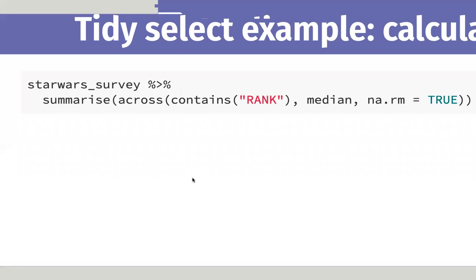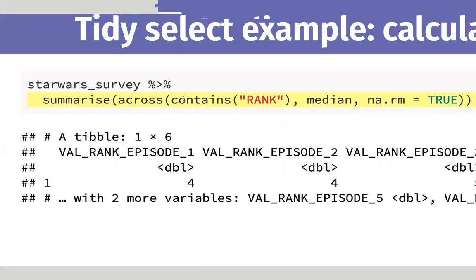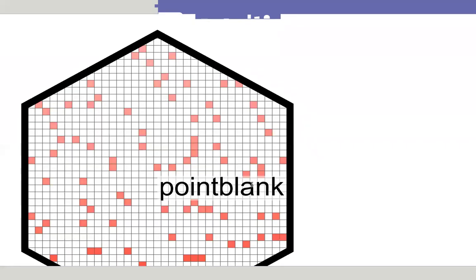Another is for calculation. So for example, if I wanted to summarize across just columns that contain the word rank, I could calculate a median for all of the ranks like this. Instead of having to separately type in all those column names, I could just use the across and contains function together. Okay, so that's a motivation.